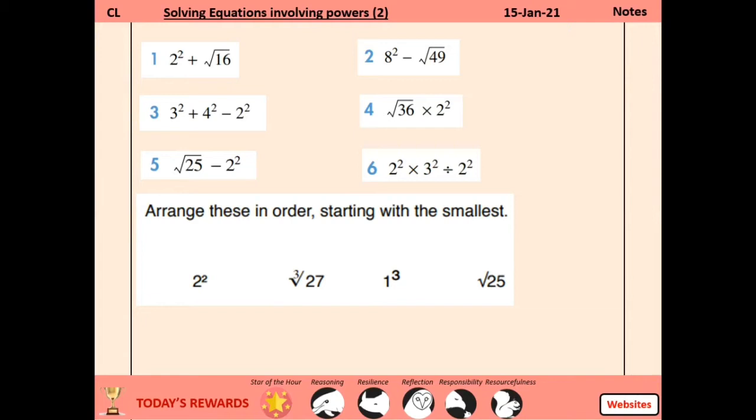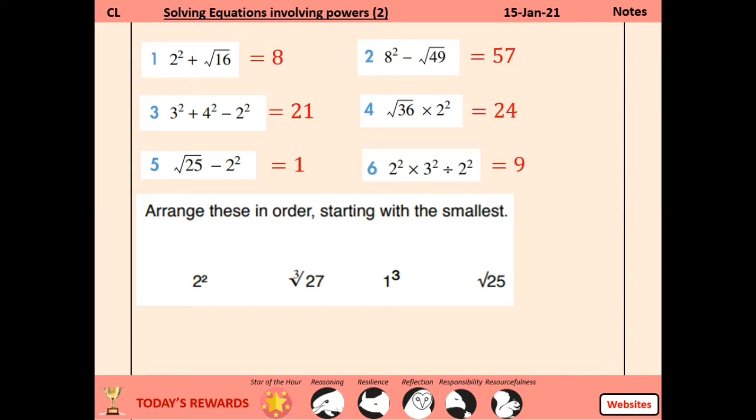Okay, just giving the answers now. 2 squared is 4, square root of 16 is 4. So these are the answers for the first 6 questions. Finally, we need to arrange these in order, starting with the smallest. So the best approach for this would be: the first number is 2 squared, the next one is a cube root, the next one is a cube number, and the last one you would have to square root. So work out what each one is.